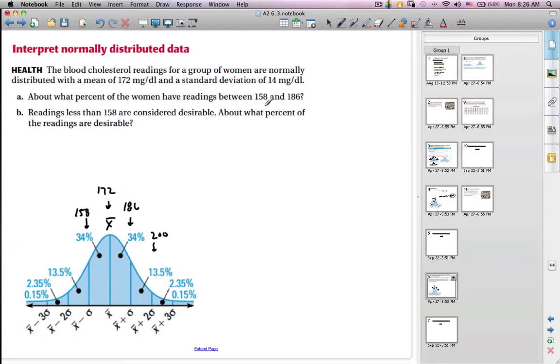And you can see now I can answer the first question. Between 158 and 186, that's from here to here. That's 34 plus 34, that's 68%. So 68%.